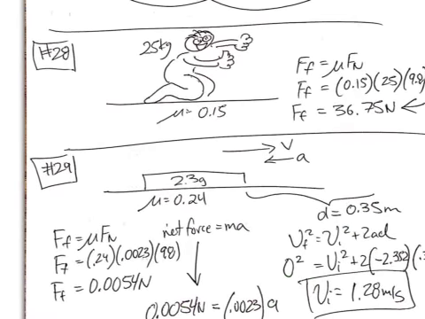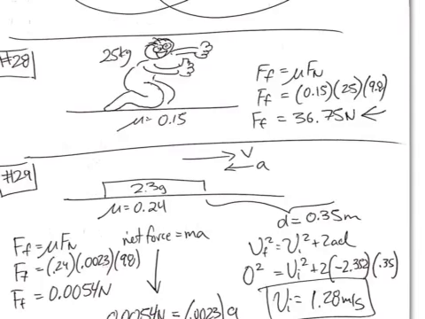Question 28, here's the young kid at the wedding party sliding along the dance floor, doing his moves. The child has a mass of 25 kilograms. We're given that the coefficient of friction is this. We plug in, we find the frictional force.